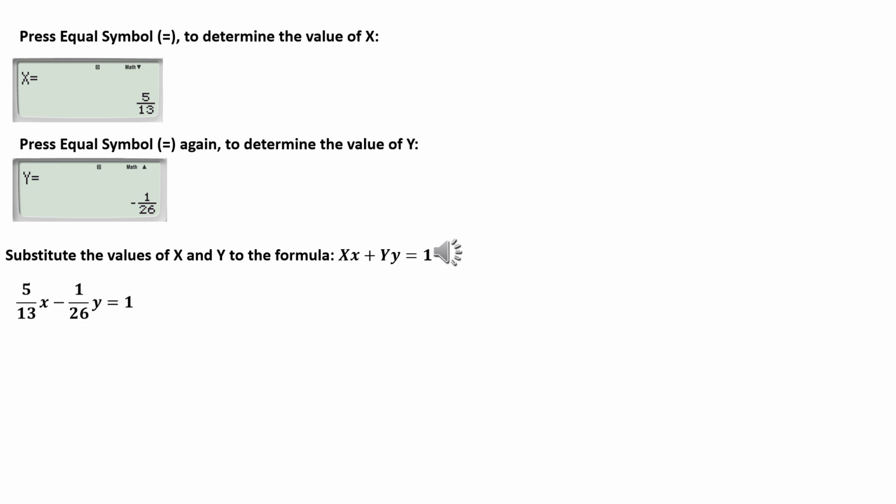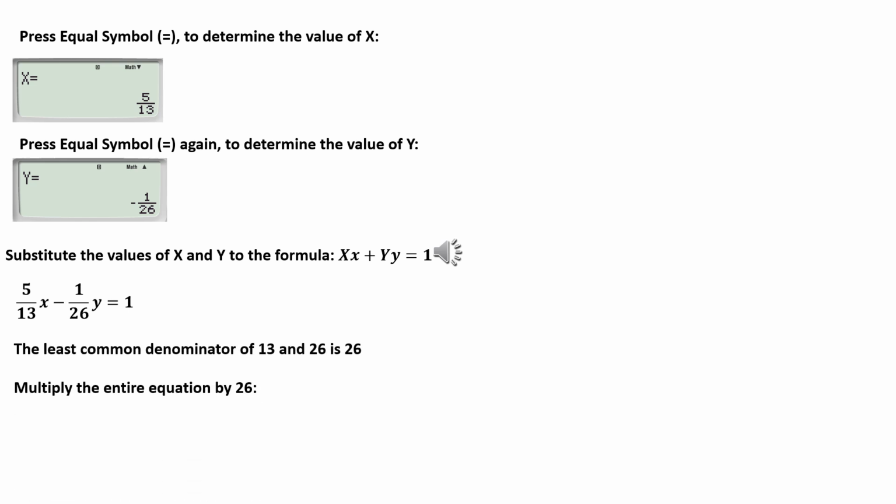Finally, we have now the equation of the line: 5 over 13 of x minus 1 over 26 of y is equal to 1. The least common denominator of 13 and 26 is 26. Then all we have to do is to multiply the entire equation by 26. After multiplying by 26, we have now 10x minus y is equal to 26. Finally, we have our final answer, the straight line in its general form: 10x minus y minus 26 is equal to 0.